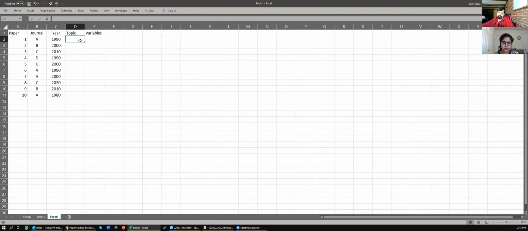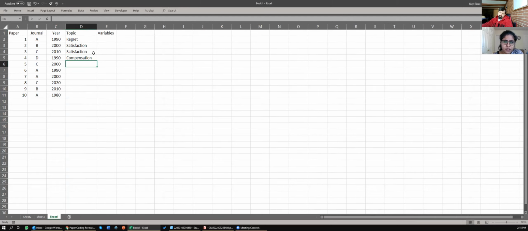Then we go through the topics. We found that this paper studied regret, as we just looked at it. Another one studied satisfaction. Another one studied satisfaction. One studied compensation. Cross-cultural behavior, something like that. We can get to that in a second. Another one would be political views. Another one: satisfaction, compensation, motivation.